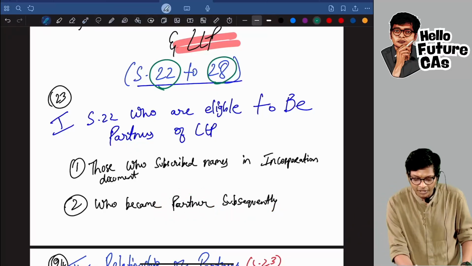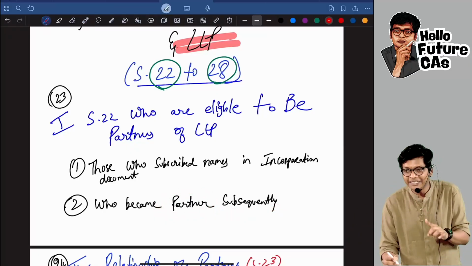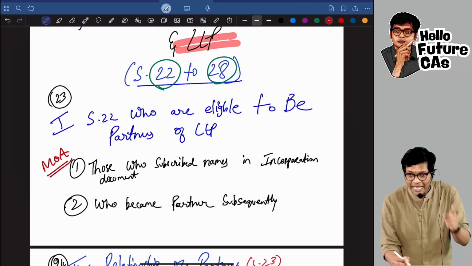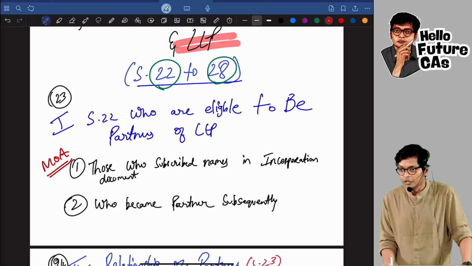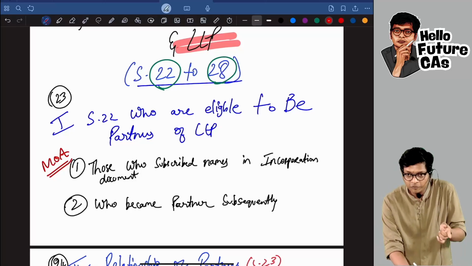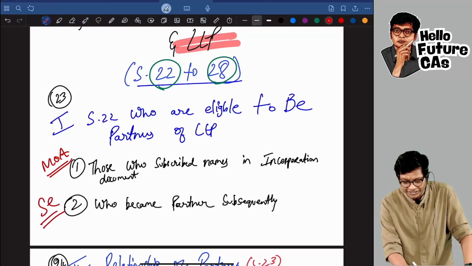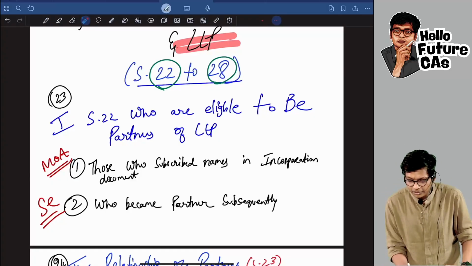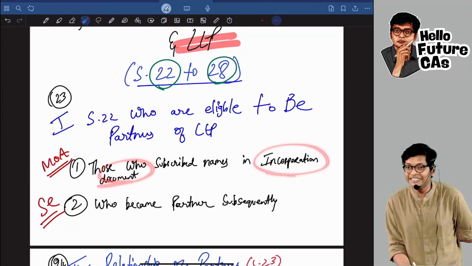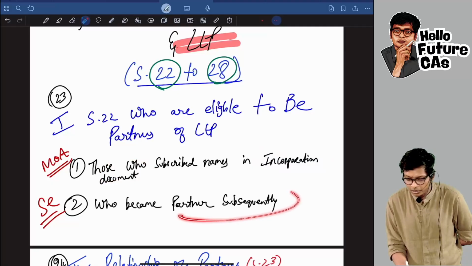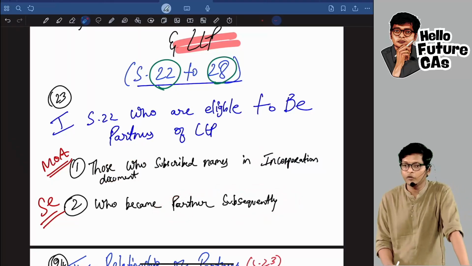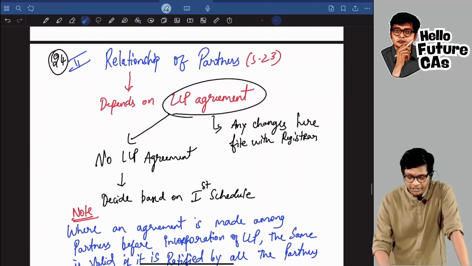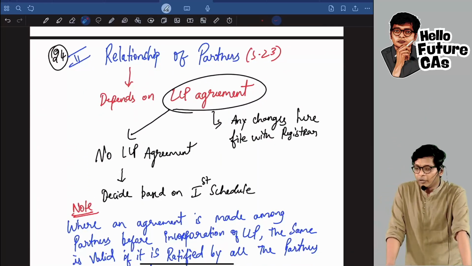Sir, what are you trying to say, sir? In a company, who can be members of the company? Those who subscribe to the MOA can be there, or somebody who is buying the shares now in the stock exchange can become a member. Like that, I can be a partner if my name is there in the incorporation document as an initial partner, or later I am becoming a partner. Are you following, guys? That's it. Will this come in exam? Chanceless. Okay.